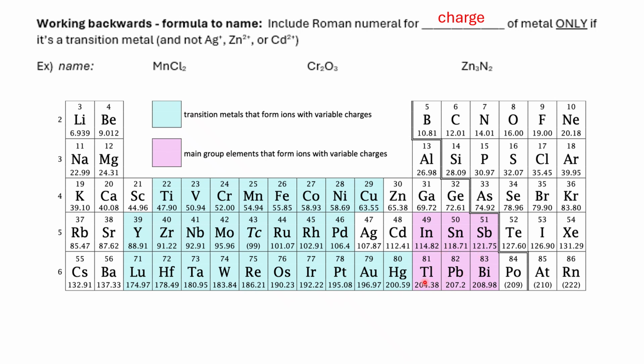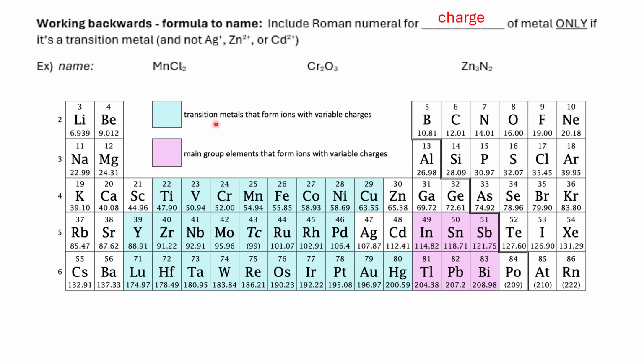The most common ones we'll see are going to be tin and lead right here. So we will need to include the Roman numerals for those to indicate their charges. Scandium over here on this particular periodic table is not shaded in blue. We're just going to pretend that it is. In other words, we're going to assume that scandium actually has a variable charge, even though this particular graphic shows that it doesn't. All right, so if it's in color, it needs a Roman numeral, is basically the moral of the story here.